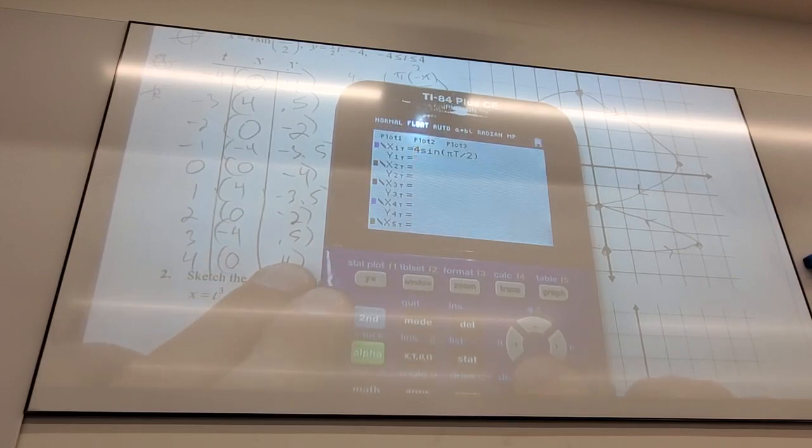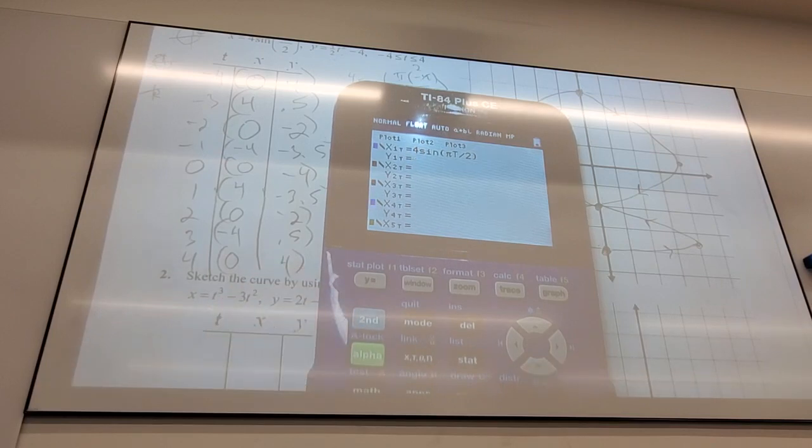So just 4 sine pi t over 2, and then I can put in here 1/2 t squared minus 4. Right? You can just plot them in the parametric.